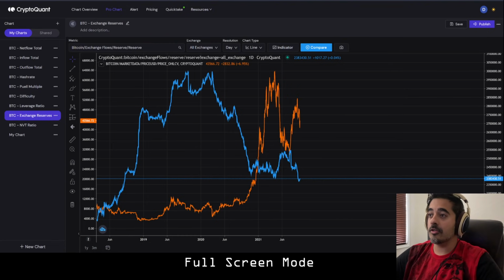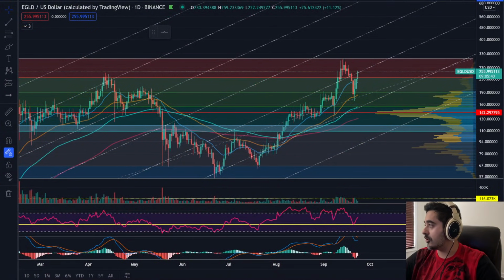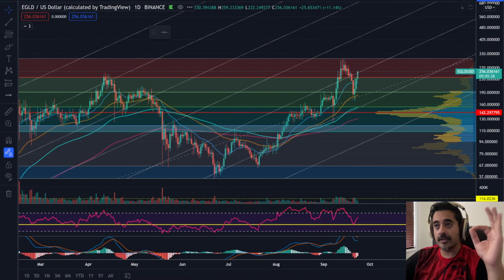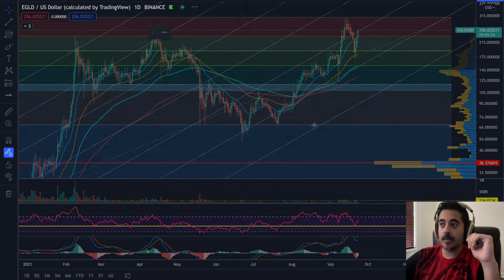All right, we are looking at EGLD, and we are going to switch over to our larger view. Now with EGLD, we're looking at the daily chart, all right? When we look at the daily, actually, you know what? Let's start off at the weekly, the same way we did with Bitcoin.